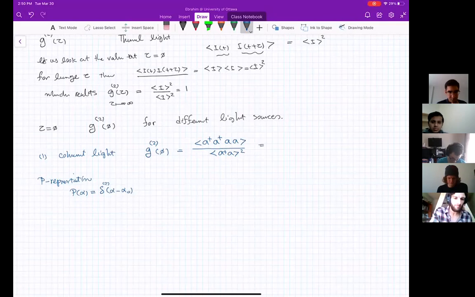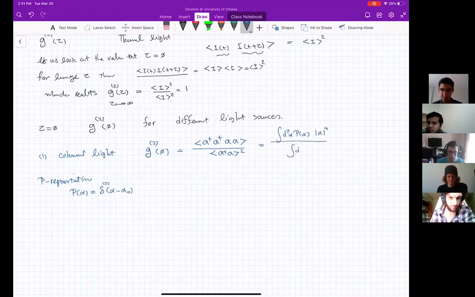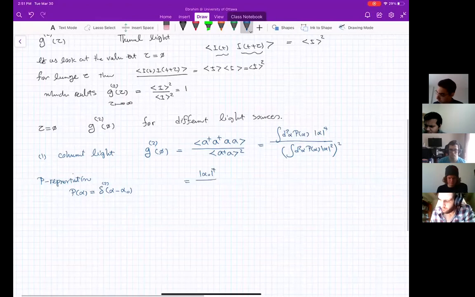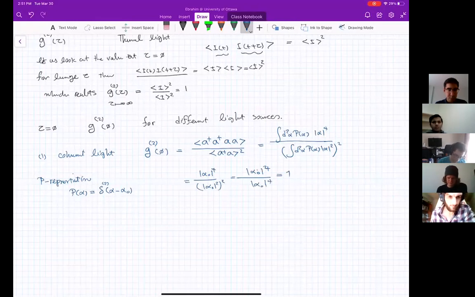So I'm looking at the expectation value of a dagger a, or n squared, normal ordered. That is given by the integral of d2 alpha, P of alpha, alpha to the power of four, divided by the integral of d2 alpha, P of alpha, alpha squared, all squared. Good. Now I will replace the quasi-probability distribution for the coherent state, which is delta of alpha minus alpha zero. As a result, I will get alpha zero to the power of four divided by alpha zero squared, to the power of two, which is essentially alpha zero to the power of four divided by alpha zero to the power of four, which is 1. Then for a coherent state, interestingly, the correlation function is 1.